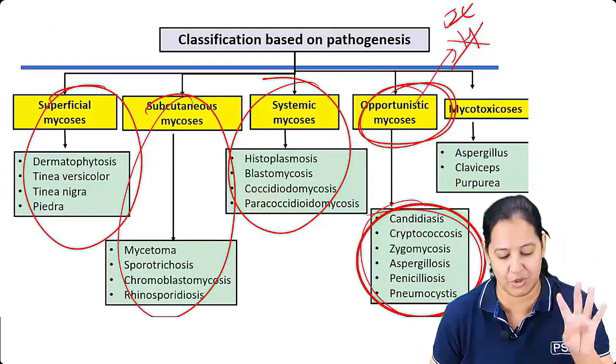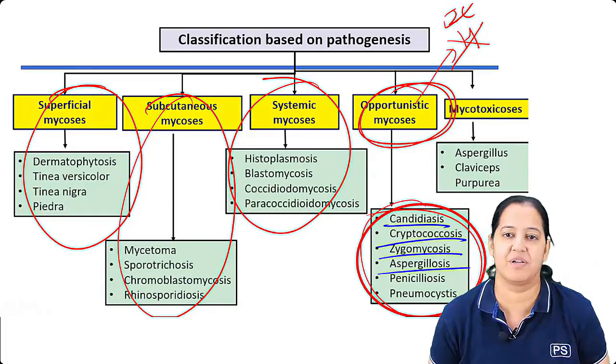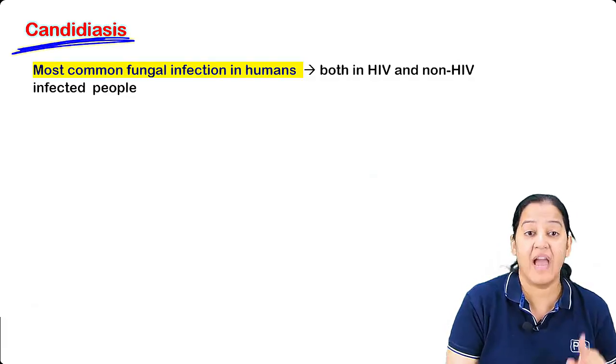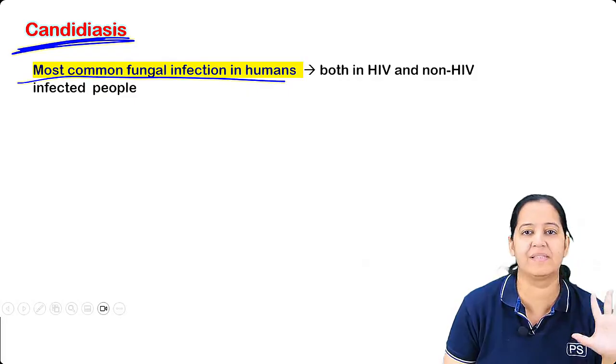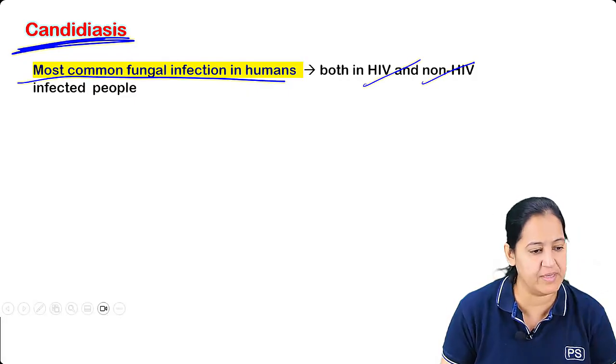I'm going to teach you four, one by one. Start with Candida, then Crypto, then Zygo, then Aspergillus. The first I'm teaching you here is Candida. Candida is the most common fungal infection in humans. Please learn, whether it's HIV or non-HIV, the most common fungal infection in humans is Candida.